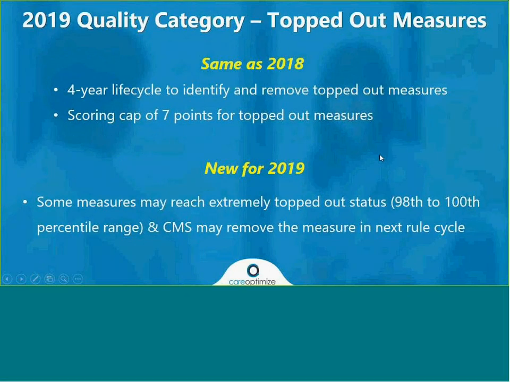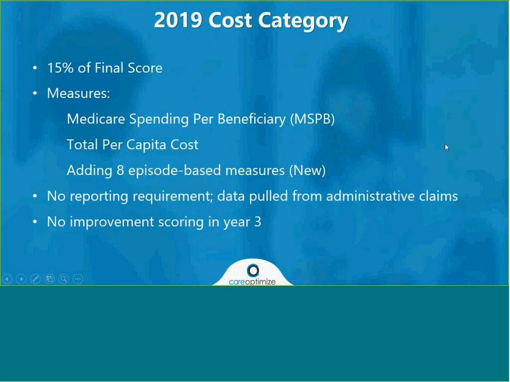Okay, let's move over. You know what, actually, before we move over, there were a couple other things I wanted to talk about. The end-to-end electronic reporting, that's going to stay the same as this year. Your improvement scoring, that's going to stay the same as this year. So you do still have quite a few bonus options in the quality category.